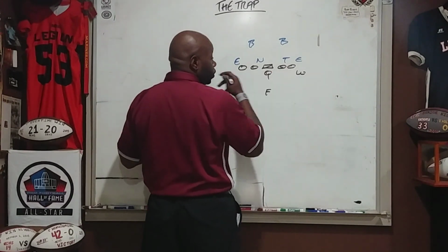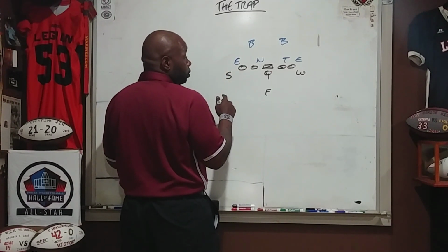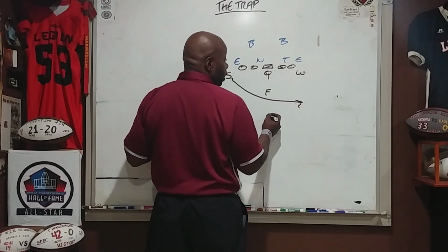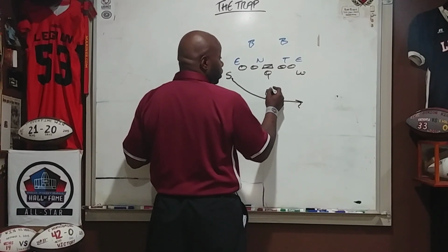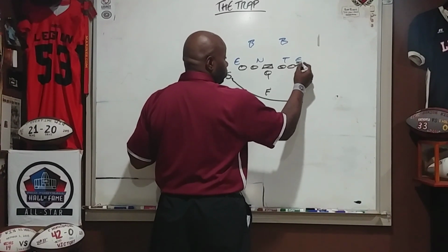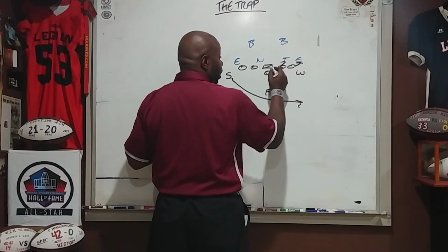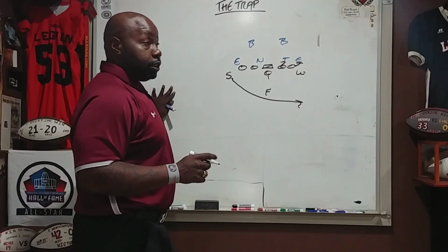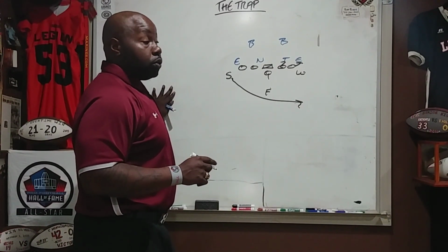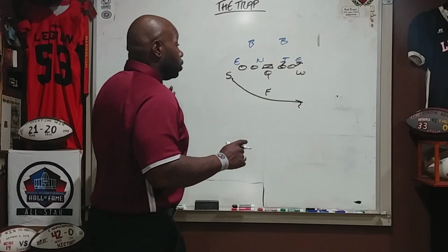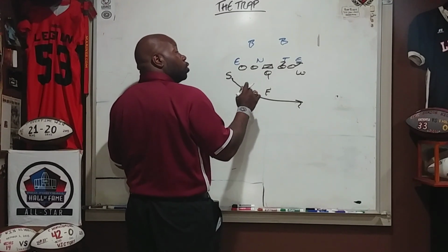So let's work it off of the rocket. We send that guy around. We take our lead block and replace it. We're going to step out here. Boom, block in there. Now, in this diagram, we're going to block the 1 to create more of the misdirection.